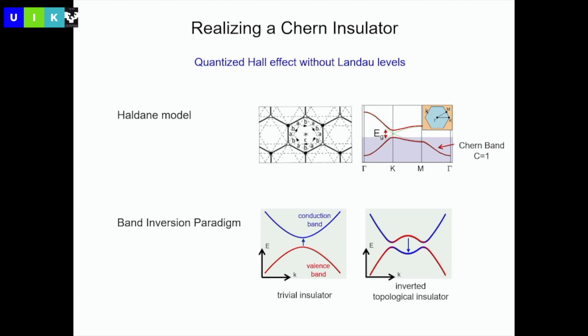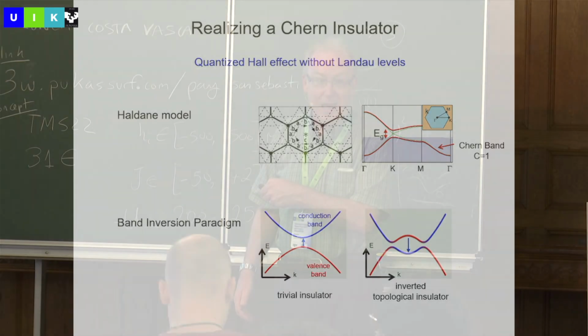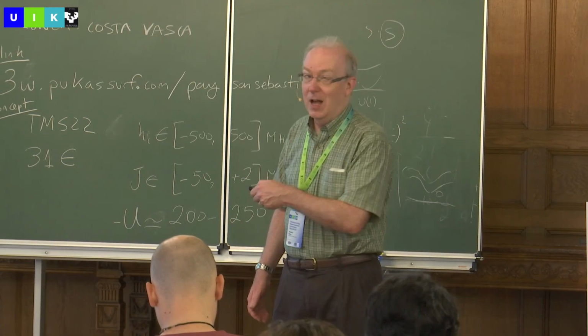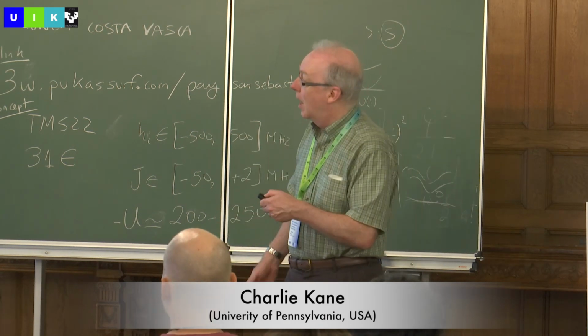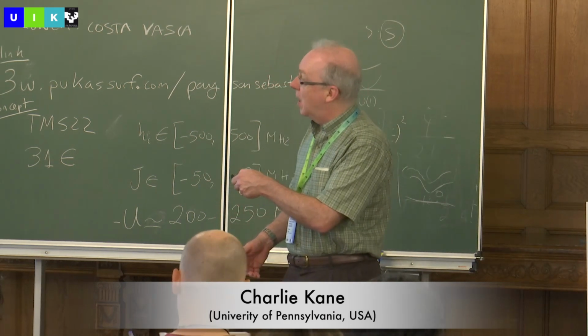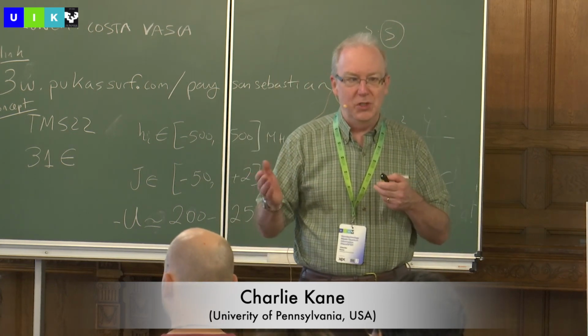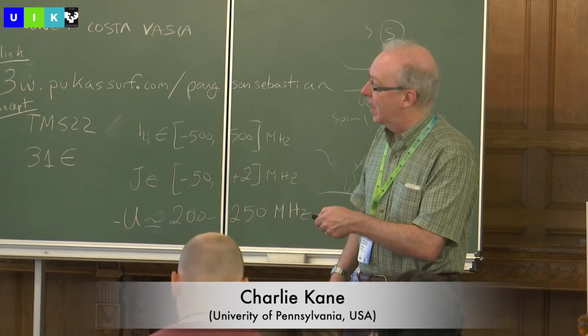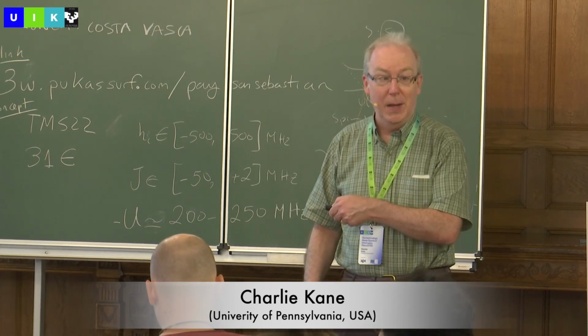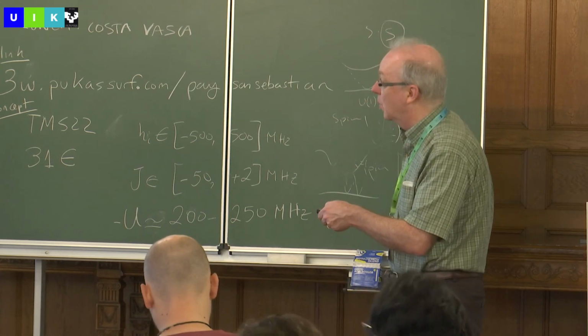This goes back to an old idea by Duncan Haldane, who wrote down a very simple model on a honeycomb lattice, okay, where he realized that he could get a non-zero Chern number. And so this is a very nice model, but there's another way to get at it, which is very physical and very nice, which is the idea of inverting a band. And so this is what I want to focus on.